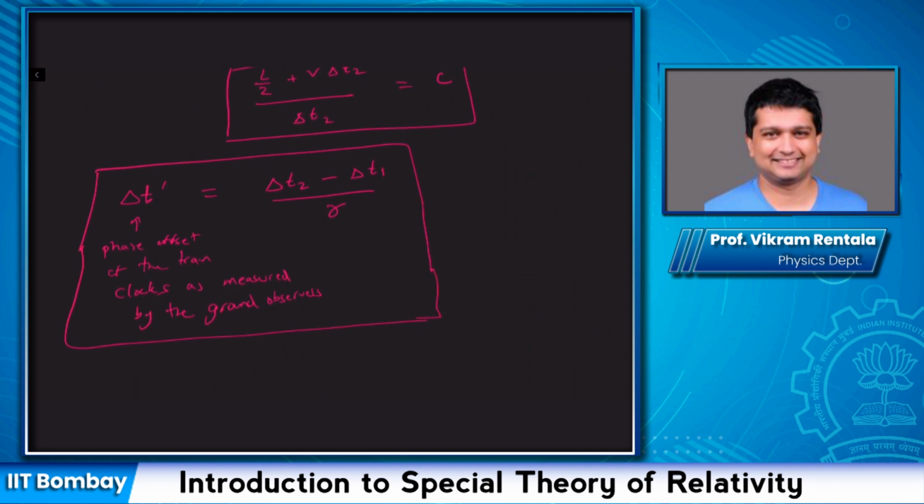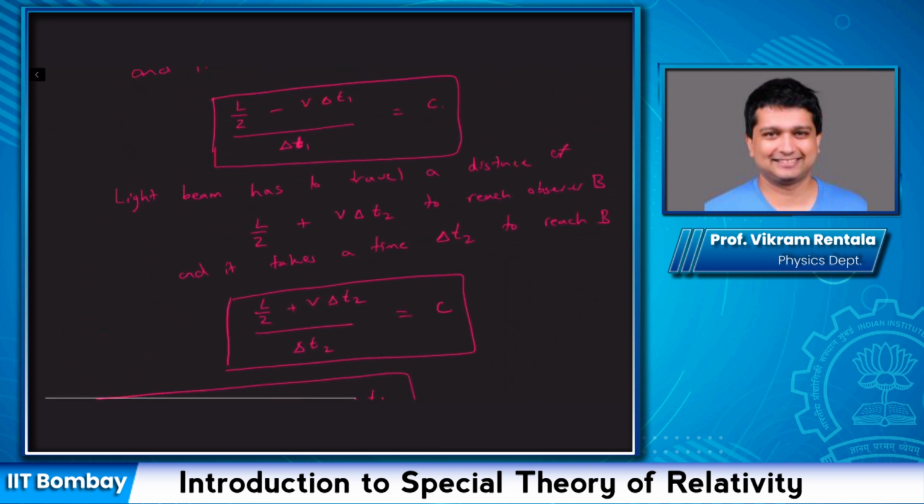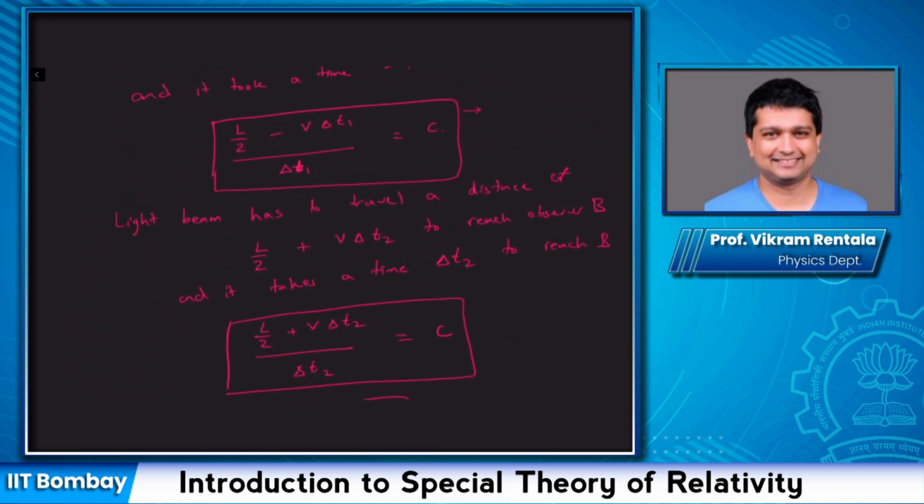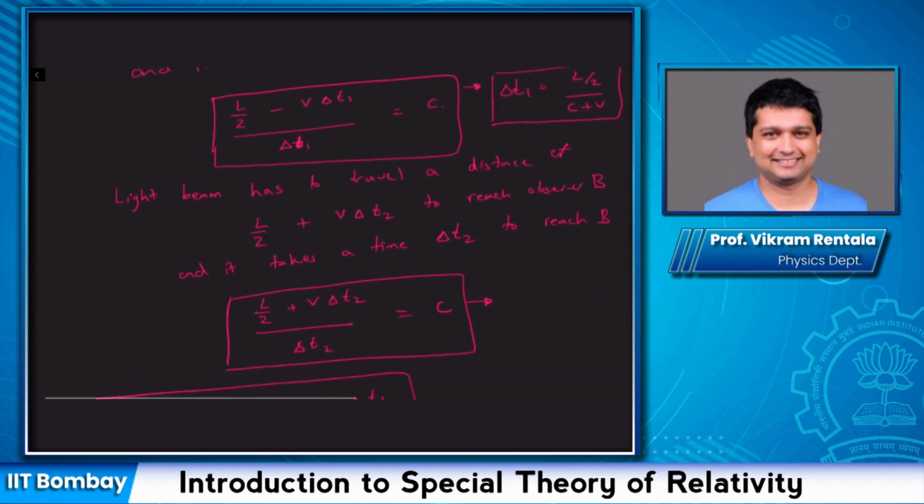So now we can use our equations, the earlier equations that we had used to calculate the light travel time from the source to A and B. So we can use this equation to solve for delta T1. And you can see that this is very simple. What we would get would be delta T1 is equal to L over 2 divided by C plus V. And over here we would get delta T2 is equal to L over 2 over C minus V.